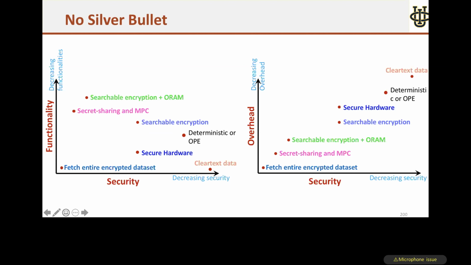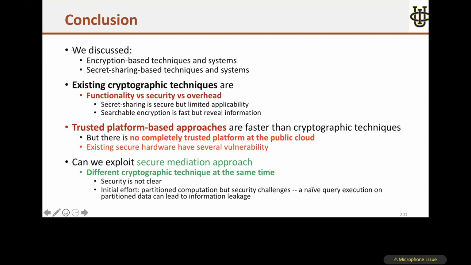So Shantanu has done a good job of showing a three-dimensional figure in two dimensions, or two-dimensional projections of functionality and security, and overhead and security. And so these techniques remain. There's a lot of work still happening in the research community. People are discovering new techniques all the time, and there's a bright future. I think it'll be interesting to see how the secure hardware plays out.